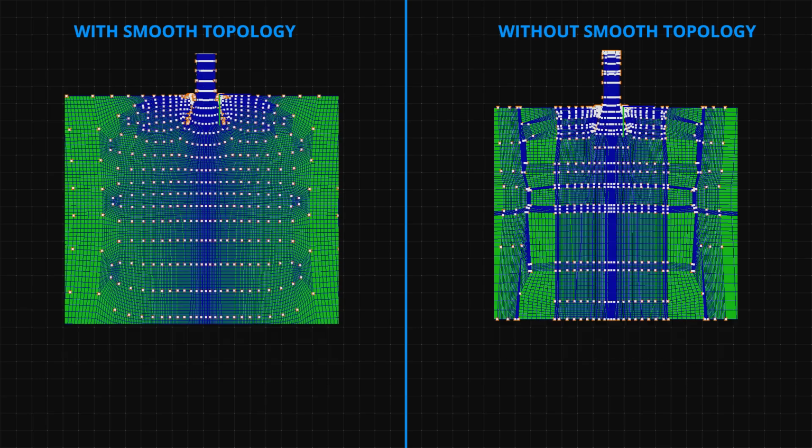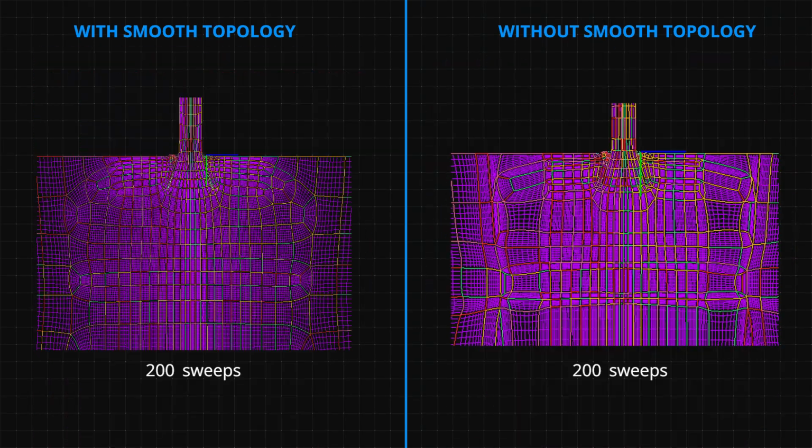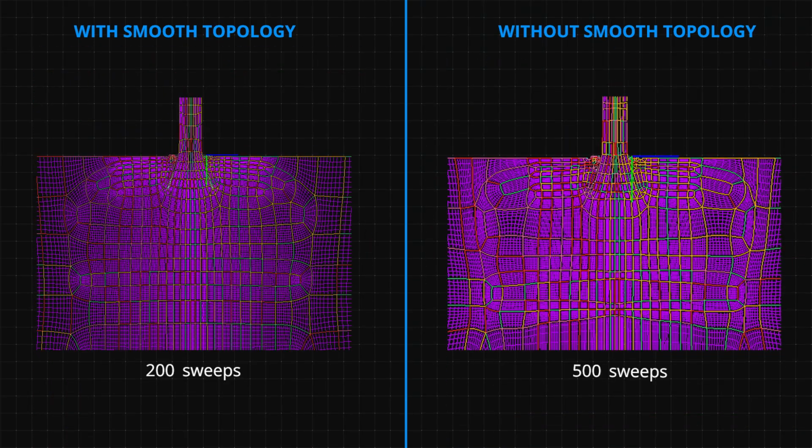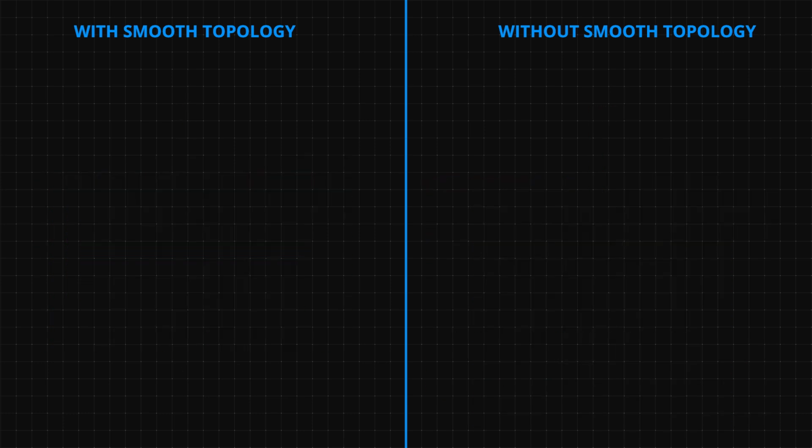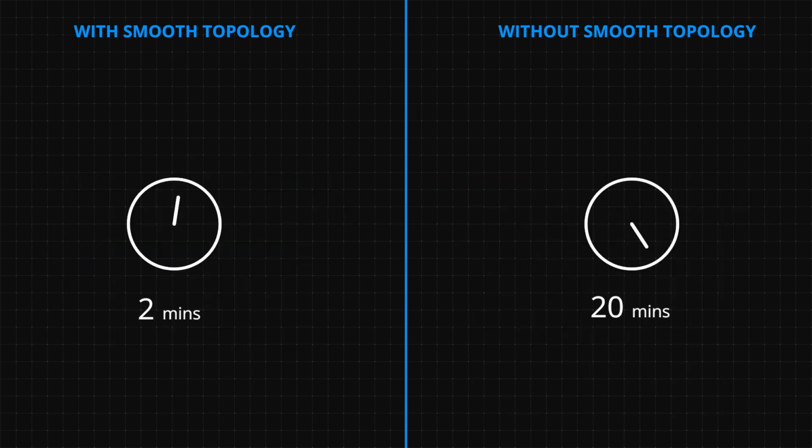And here's the real kicker. When we compare the time it takes for G-Grid to work its magic with and without smooth topology, the difference is staggering. The comparison shows huge potential to reduce grid smoothing time for large cases.